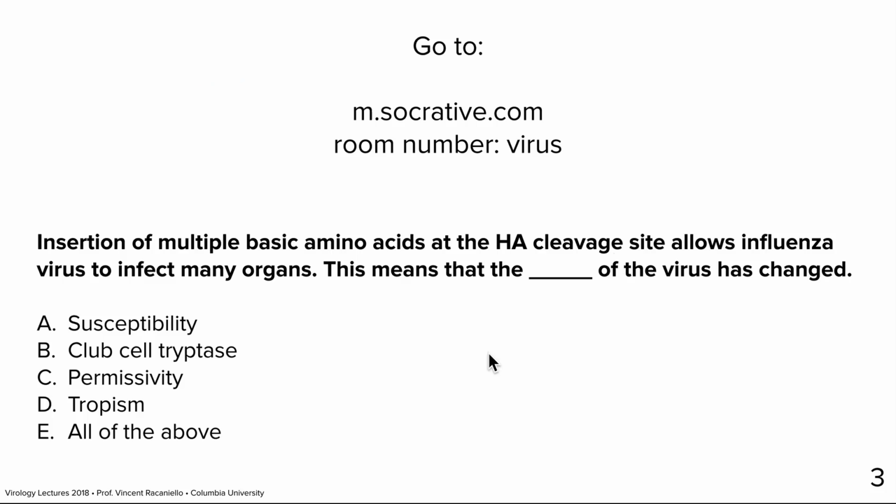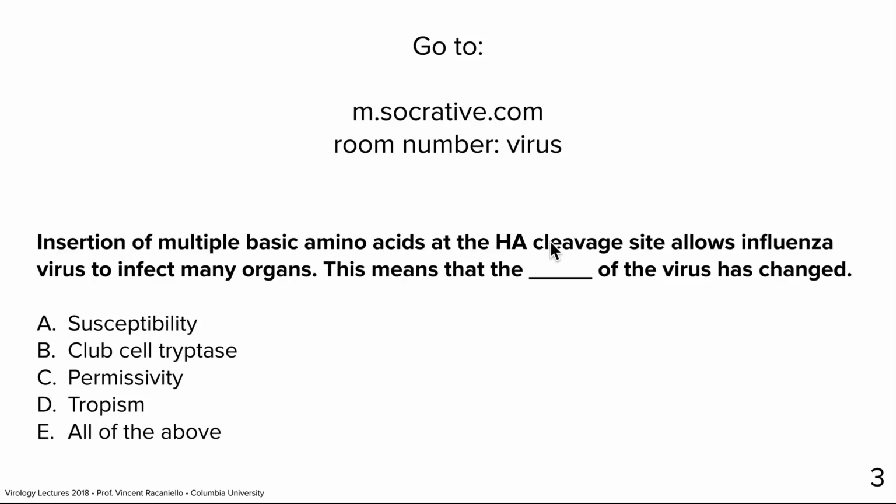Our next question is, insertion of multiple basic amino acids at the HA cleavage site allows influenza virus to infect many organs. This means that the blank of the virus has changed. Susceptibility, club cell tryptase, permissivity, tropism, or all of the above? If you would like to hold the video now, because I'm going to give you the answer. It is tropism.